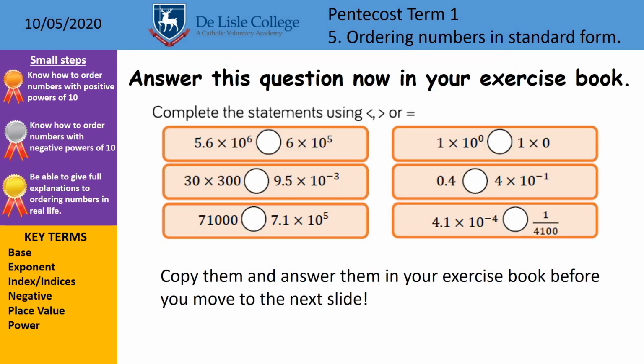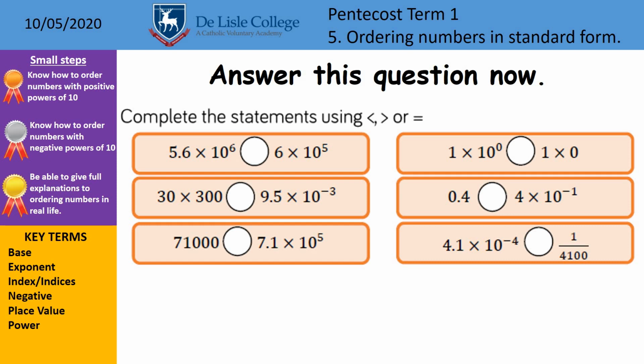Okay, you might need to write these in your book. Pause the video while you do this. And here are the answers. Let's see how we go. So the first one, we've got 10 to the power of 6 and 10 to the power of 5, so the first one is greater than. Can't remember whether we're going down or across here, so we'll have to wait and see. We're going down, so the first one is 9 times 10 to the power of 3, a positive power, and then we've got a negative power, so the left-hand side must be bigger.